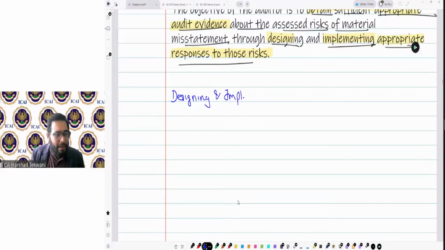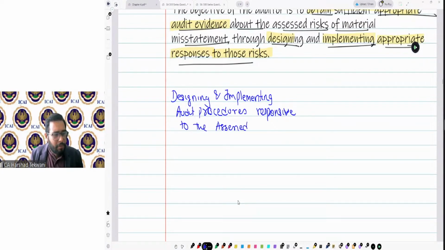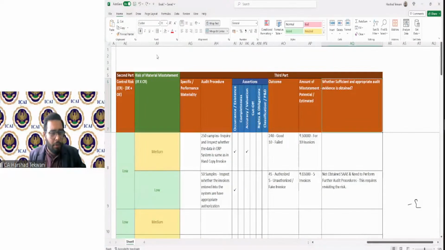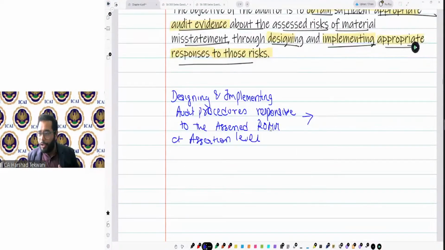Designing and implementing audit procedures responsive to the assessed risk of material misstatement at the assertion level. Although we have done this, we have done it only at the assertion level itself. We created it at the assertion level, but again, let's see. So now, in order to design and implement audit procedures responsive to the assessed risk of material misstatement at the assertion level, the auditor is required to consider a few things.